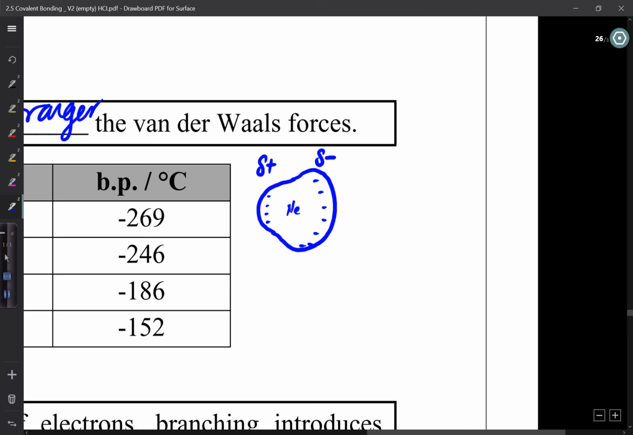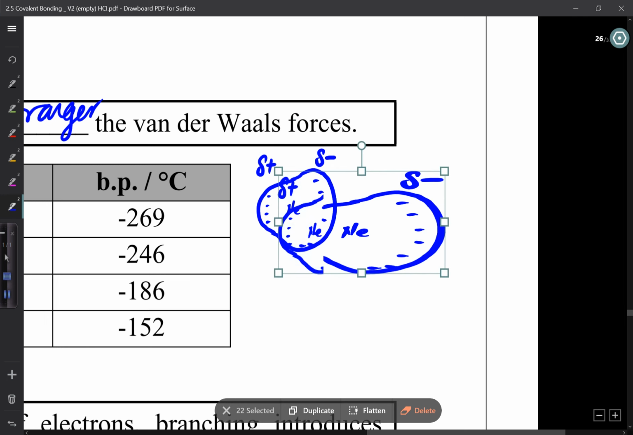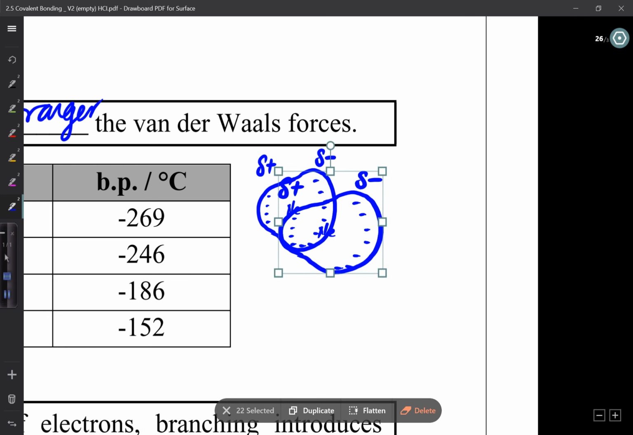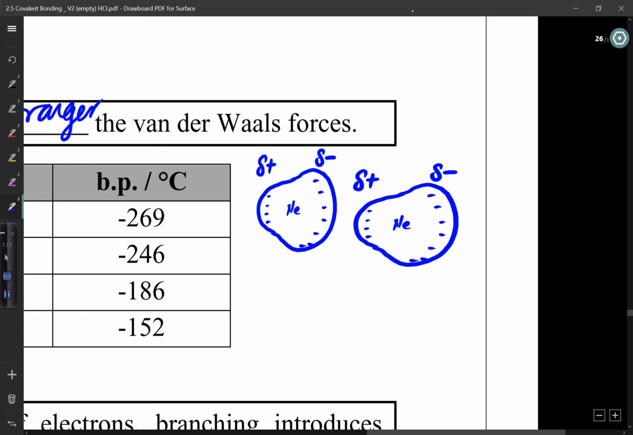What can happen is that this part of neon, which has more electrons, tends to repel another part with more electrons. If I have a neighboring neon, I won't draw it here, just copy paste. If I have another neon beside it, this part will repel the electrons from this part towards this side, because there are more electrons. So now this part also has a delta plus.